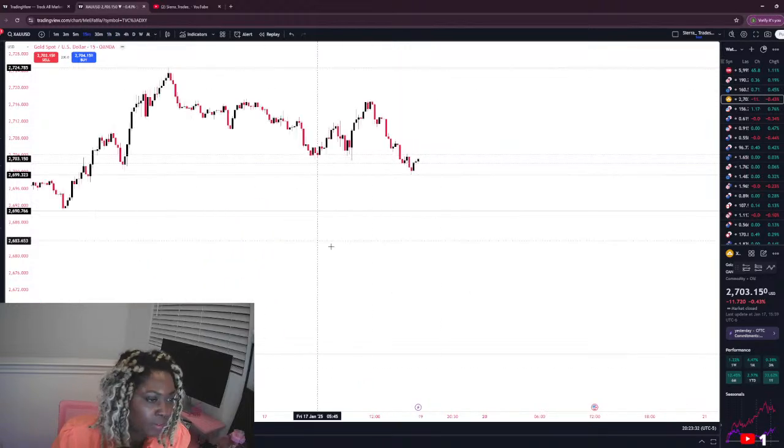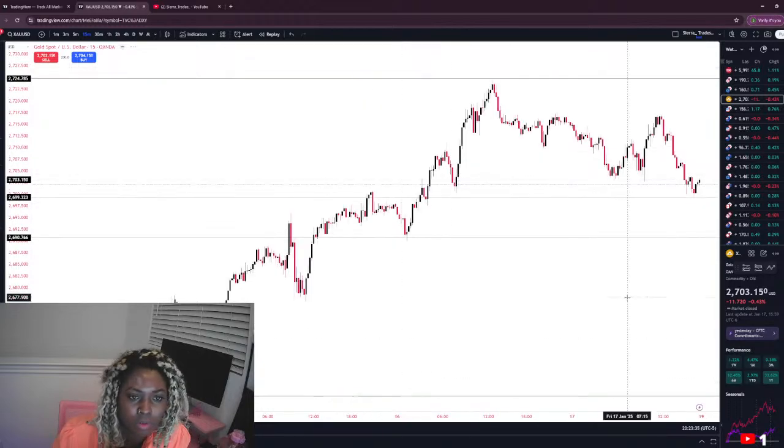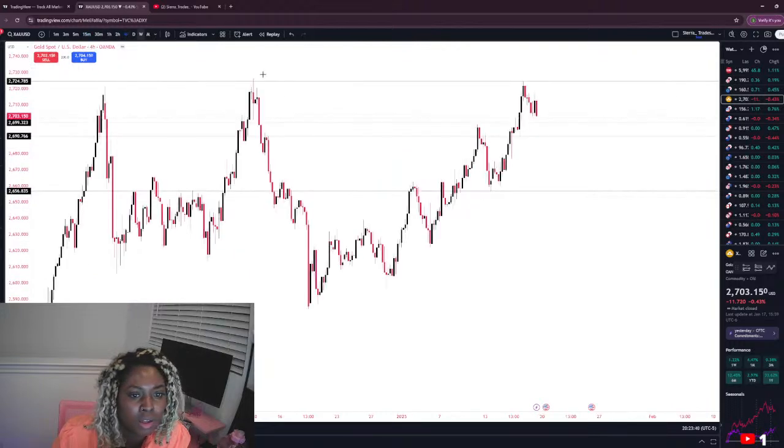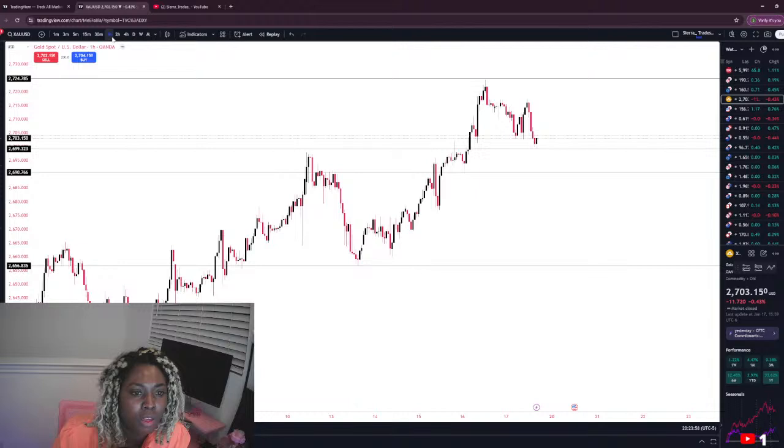I want to look at 15-minute structure. All right. So on the 4 hour, this was our last break of structure right here. The price broke out and went to another high and came back and retested in this area. On the hourly, we have here, here, here, here. Okay.